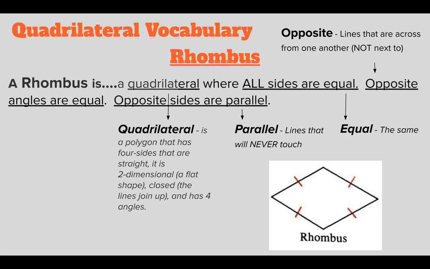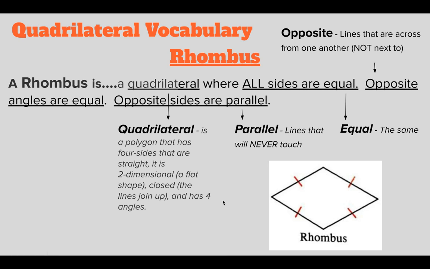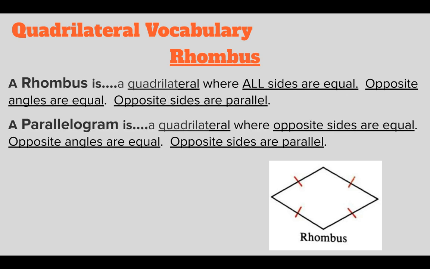A rhombus. A rhombus is a quadrilateral where all the sides are equal. Opposite angles are equal and opposite sides are parallel. So again, take a look at this shape. Is it a quadrilateral? Yes. Are all sides equal? Yes. Are opposite angles equal? Yes. Are opposite sides parallel? Remember, lines that will never touch. Yes. So that would be a rhombus.